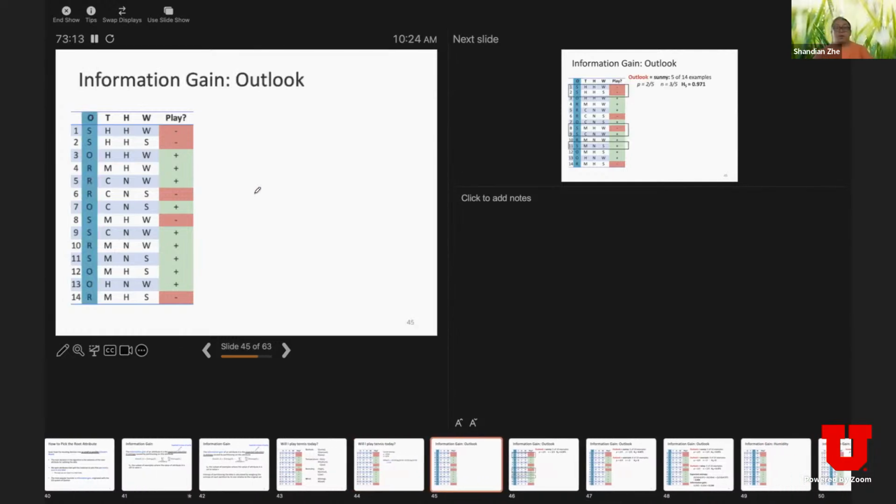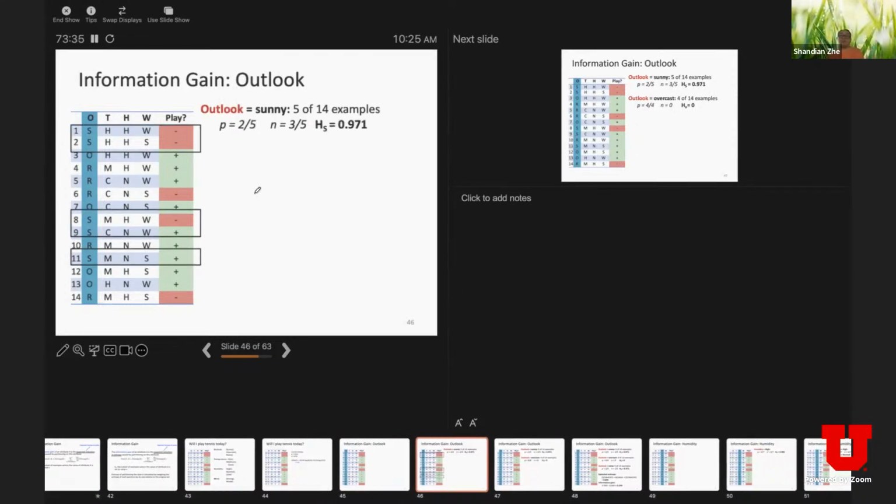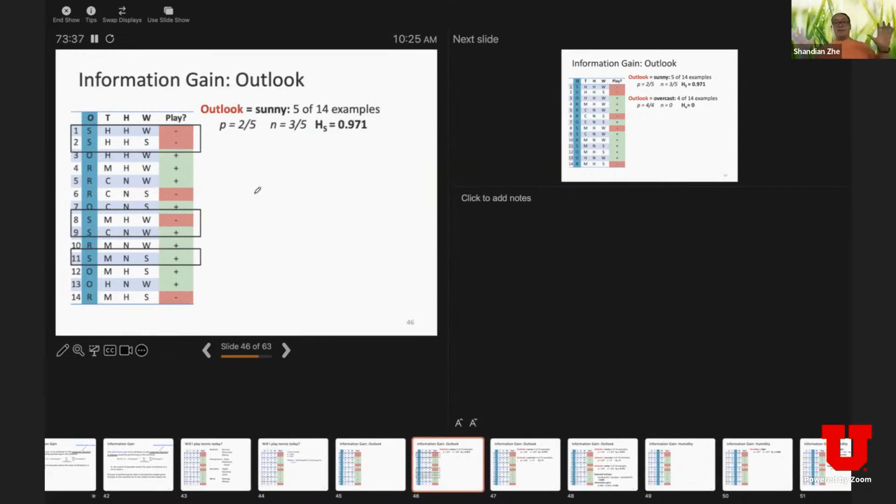Next, we're going to take a look at, after using each attribute to split the data set, what is the entropy of each subset? What is their weighted average? And what is their information gain? Let's just follow the definition of the information gain. So first, if we use outlook, we know that outlook can take 3 possible values: sunny, overcast, and raining.